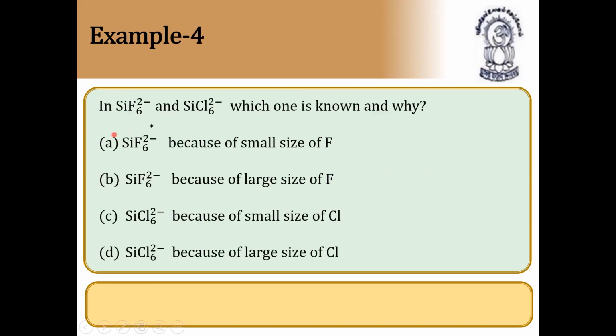Next, between SiF6 2 minus and SiCl6 2 minus, which is known and why? SiF6 2 minus is known because of the small size of fluorine, which is correct. Because of the large size of fluorine is wrong. SiCl6 because of small size of fluorine is wrong. So we can say SiF6 2 minus is known because of the small size of fluorine. The answer is the first option only. SiCl6 2 minus is not known.